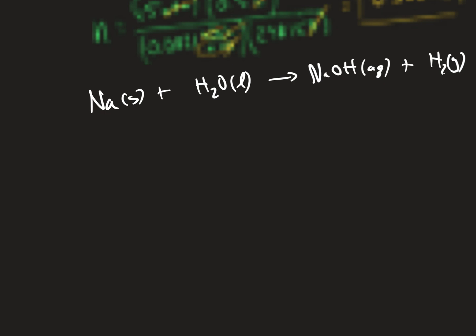And let's say we have 3.4 grams of solid sodium. They're reacting in water with enough water to completely react. How many liters of hydrogen gas will be collected at a temperature of 25.3 degrees Celsius and a pressure of 1.05 atm?